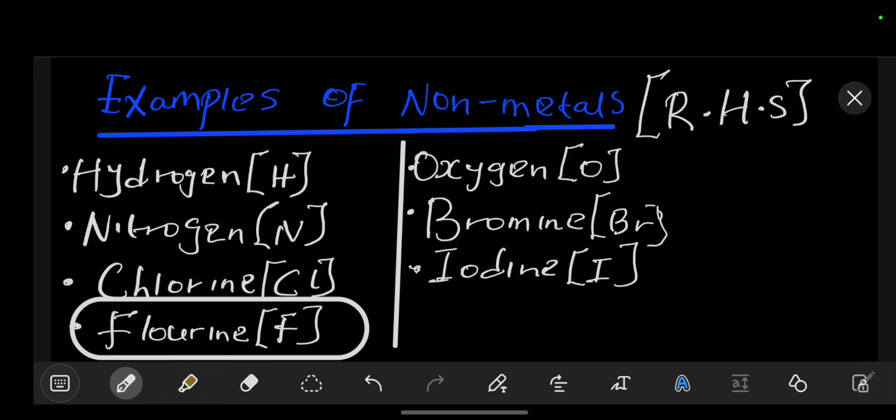These are examples of non-melters I'm giving to you right now. Then we also have others as well. We have astatine, we have tellurium and all that stuff. All those are examples of non-melters. It's good you know them. But these are the most common examples of non-melters that you have to commit to memory. Now, let's move into the examples of semi-melters, please.